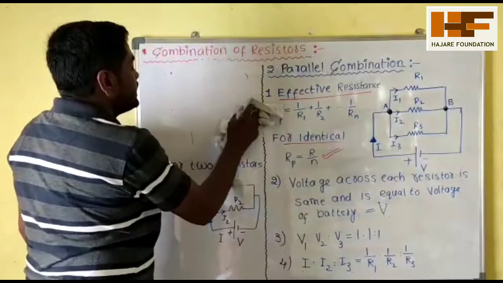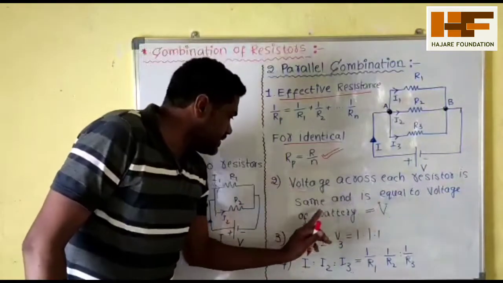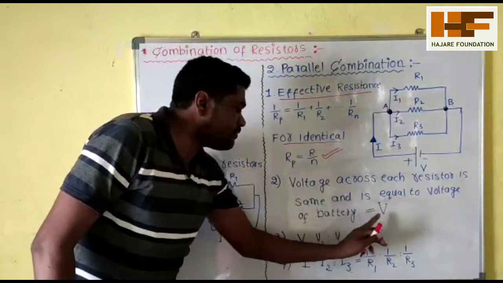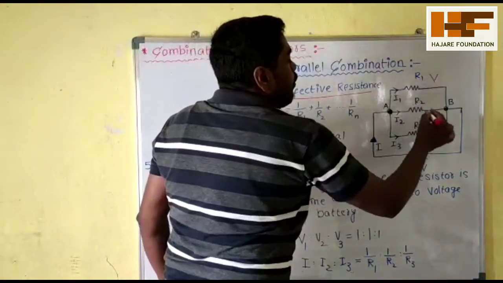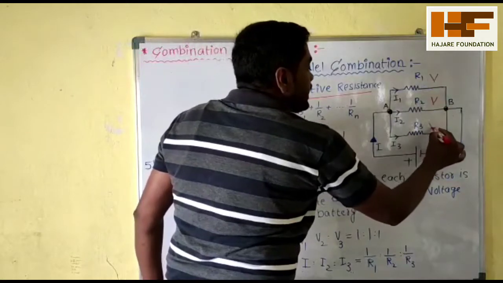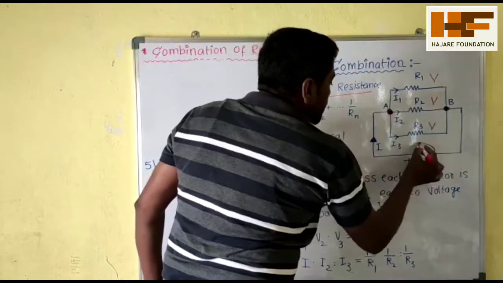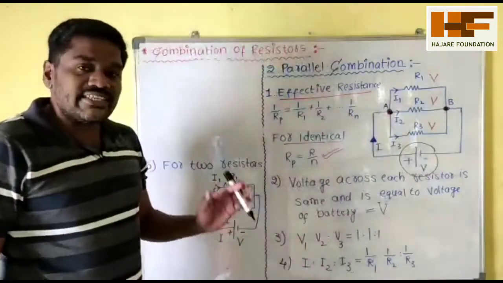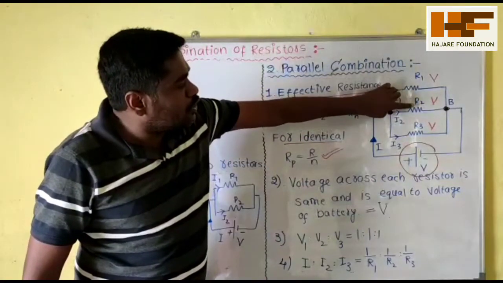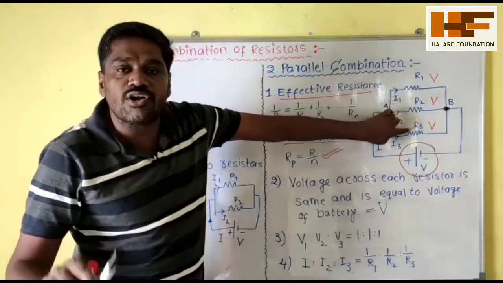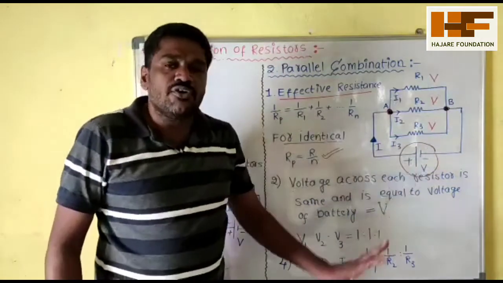Next, the second point: the voltage across each resistor is the same and is equal to the voltage of the battery. Voltage across the first one, R1, is V. Voltage across the second one is V. Voltage across the third one is also V. Why? Because between A and B there is the battery, and the battery voltage is V. Therefore, in the parallel combination, the voltage across each of the three resistances is equal to V.